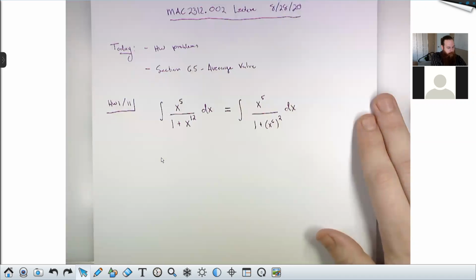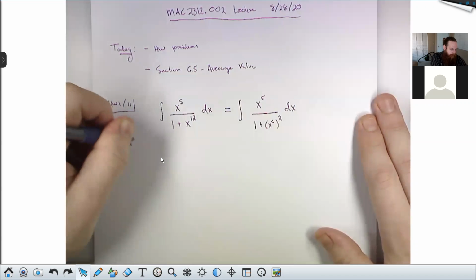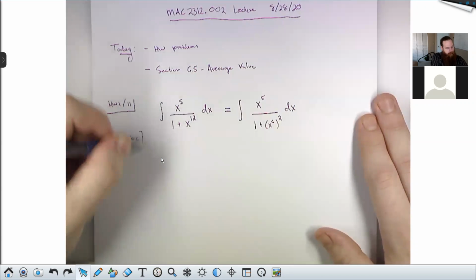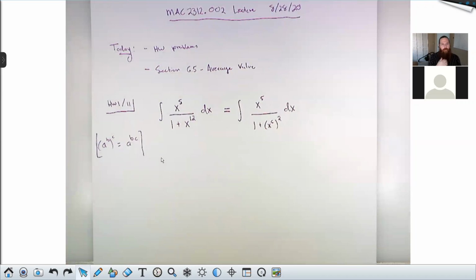And this is coming from that rule for exponents. A to the b all to the c is the same as a to the b times c. And there's that algebra rule. So x to the 12, that's x to the 6 times 2. So that's the same as x to the 6 all to the 2. And now hopefully you can sort of see what we're going to sub for. X to the 6 has derivative 6x to the 5.